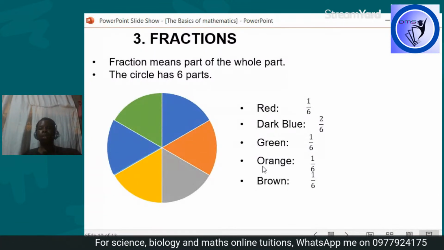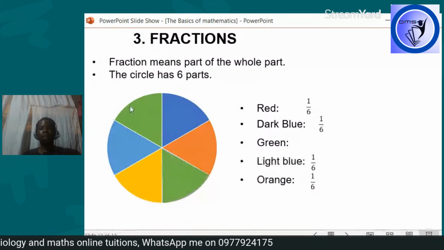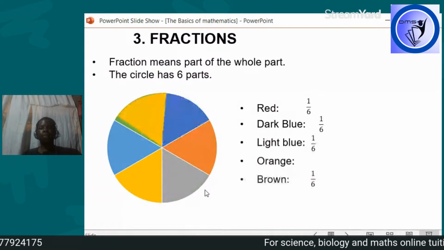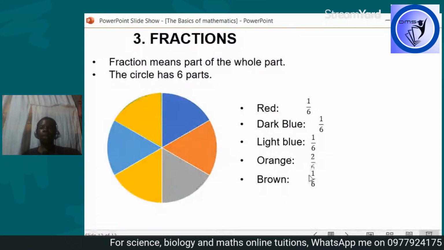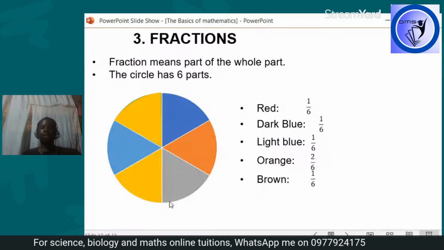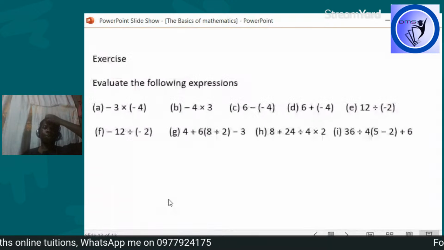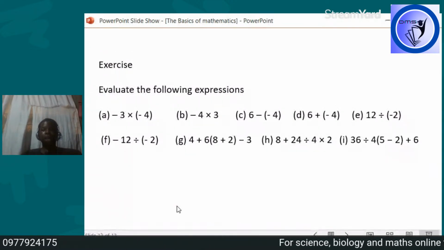Then let's say again we change. We have 2 green, like here, green and green here. So we can also say 2 over 6. Then let's say we have these yellow, they are 2. I mean orange. Then we can also have 2 over 6. Yeah, I think that one is done. So guys, I think we are done with the first part of the lesson.